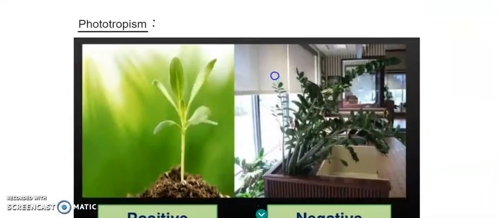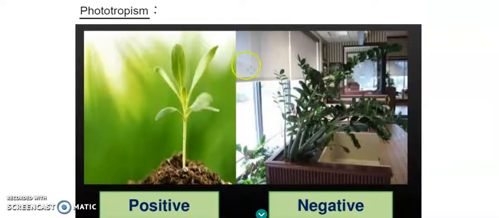Hydro means water and tropism means movement of the part of the plant body. Next is phototropism. Photo means light. And we know that the leaves of the plant will always grow towards the light because it needs light for photosynthesis. So this plant is showing a positive phototropism because the leaves are growing towards the light. At the same time, in the next picture, the light is coming from this direction. The leaves are growing in the opposite direction. So it shows negative phototropism.